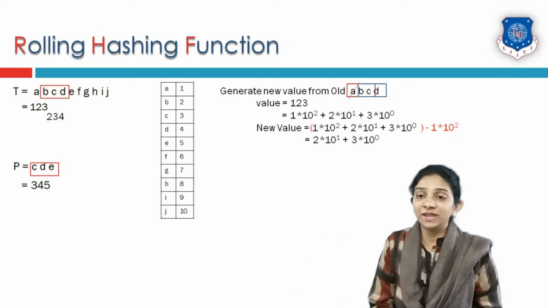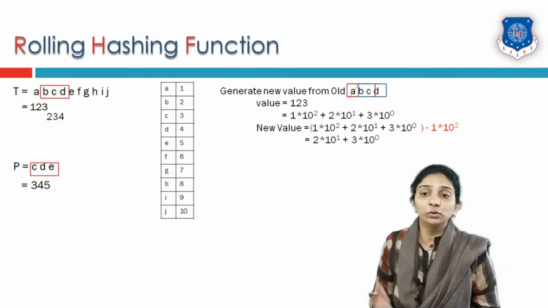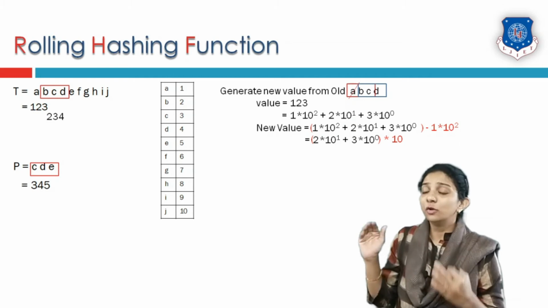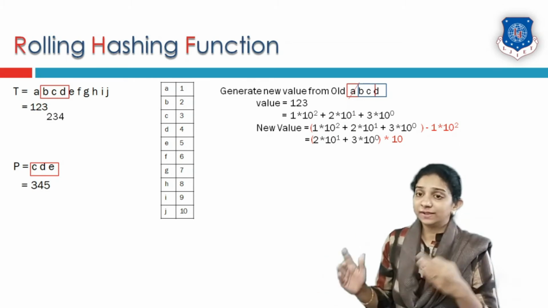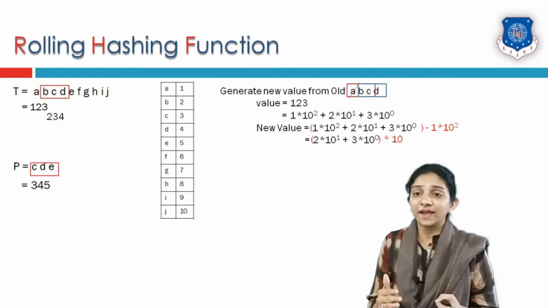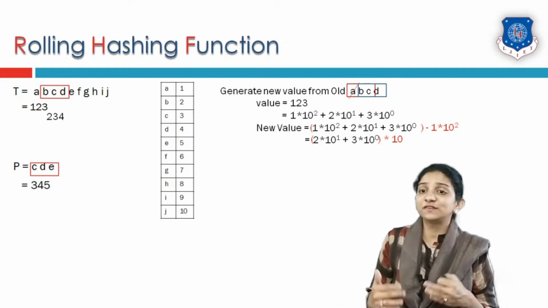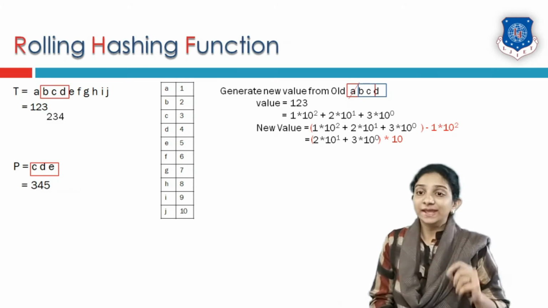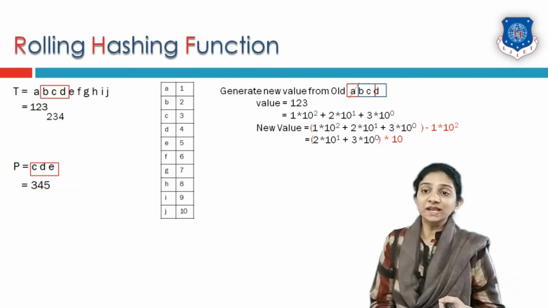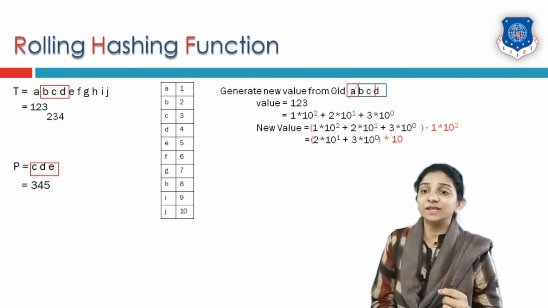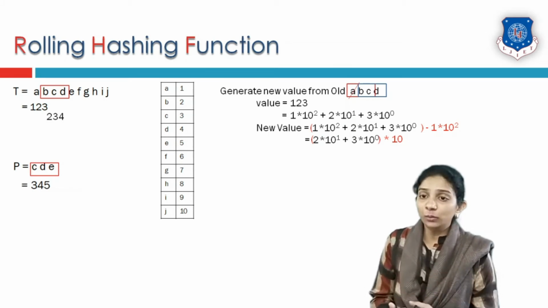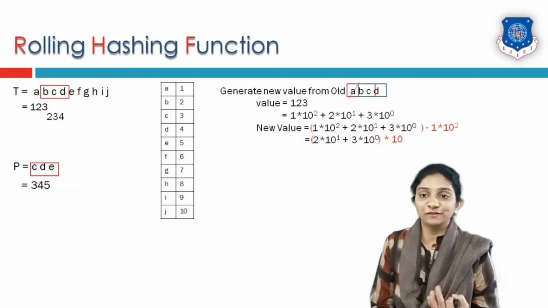So what will we be left with? We are left with 2 into 10 raised to 1 plus 3 into 10 raised to 0. Now we want to shift the window. Initially my first character was A, but now my first character is B. So the code of B must be multiplied with 10 raised to 2 instead of 10 raised to 1. Similarly, C's code was initially multiplied with 10 raised to 0, but in the new window it must be multiplied with 10 raised to 1. So the remaining code is multiplied with 10.